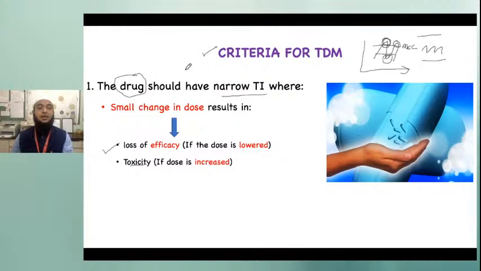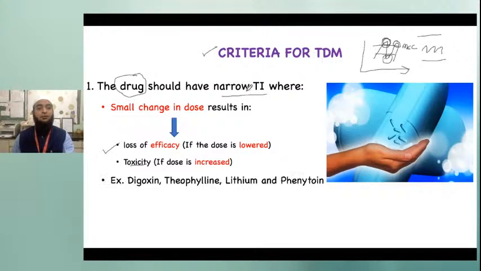So this is the reason why drugs with a narrow therapeutic index need to be monitored by using the principle of TDM. Let's see a few examples of these drugs. The important drug is digoxin. Digoxin is a cardiotonic drug, but it should be compulsorily monitored by measuring its plasma concentration. Likewise theophylline, lithium and phenytoin. These are well-known drugs which need to be monitored by TDM.